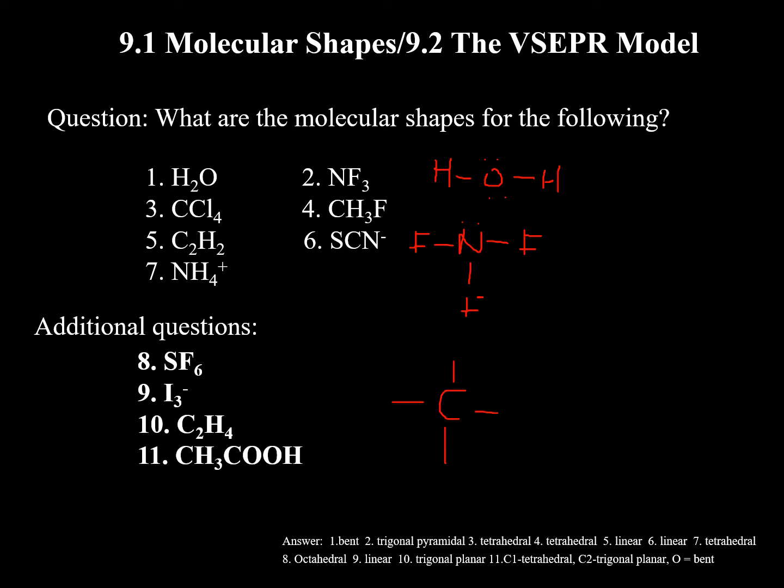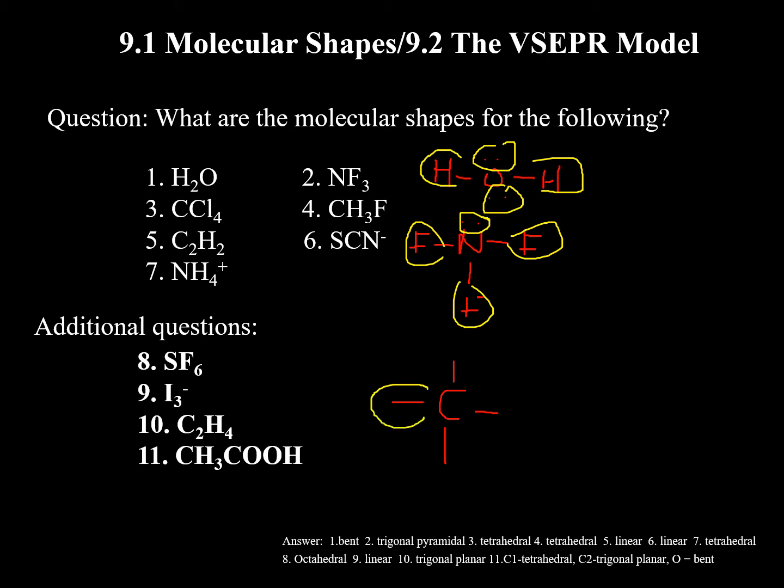Number 4, well, let's just do the first 3. Here we have water, we talked about already. We have 2 bonding pairs attached and 2 lone pairs. So when you have 2 bonding pairs and 2 lone pairs, that should trigger bent shape. The next one, nitrogen trifluoride, we have 3 groups and 1 lone pair. So 3 groups and 1 lone pair corresponds to a trigonal pyramid. And the last one, we have carbon tetrachloride, 4 groups attached, no lone pairs. That gives us a tetrahedral shape.